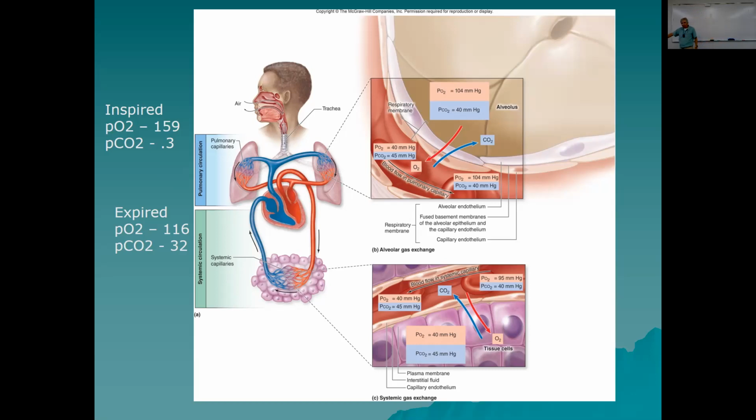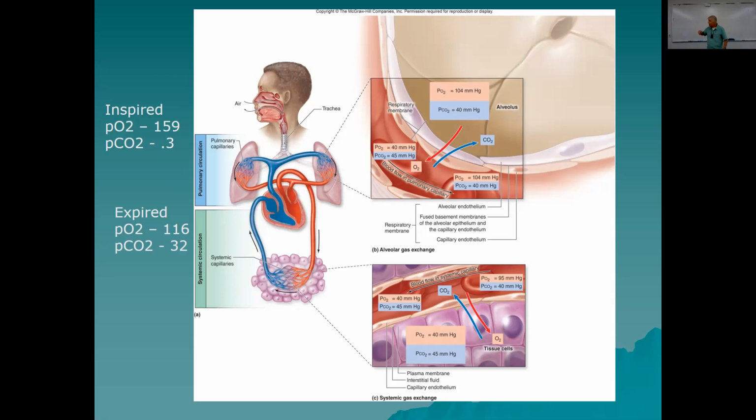So down below, when we get to the systemic circulation, we look at the PO2 in the systemic capillary coming in. The PO2 is 95 millimeters of mercury, and the PCO2 is 40 millimeters of mercury. Well, wait a minute, what happened here? We lost some in the PO2. We lost like 9 millimeters of mercury.